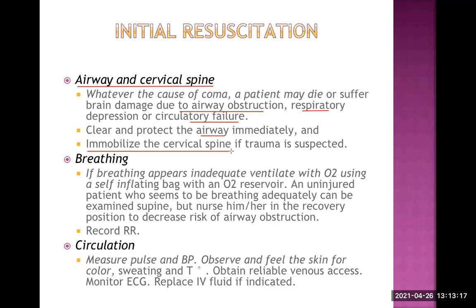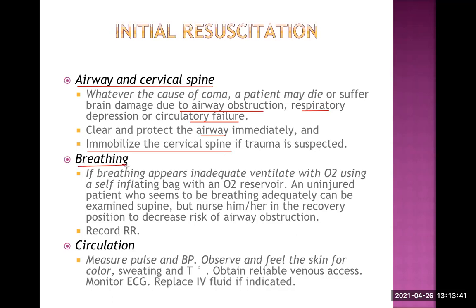There are two types of cervical collar. One is soft collar, another is hard collar. Now, hard collar is needed if we suspect fracture of the cervical vertebra, and relatively soft collar is fine if only soft tissue injuries are there. Okay, cervical collar is available easily these days.